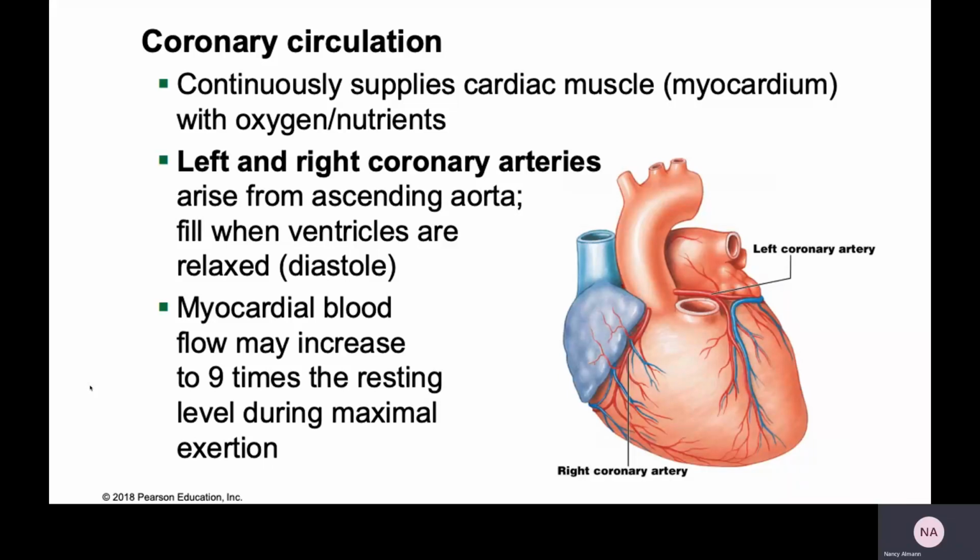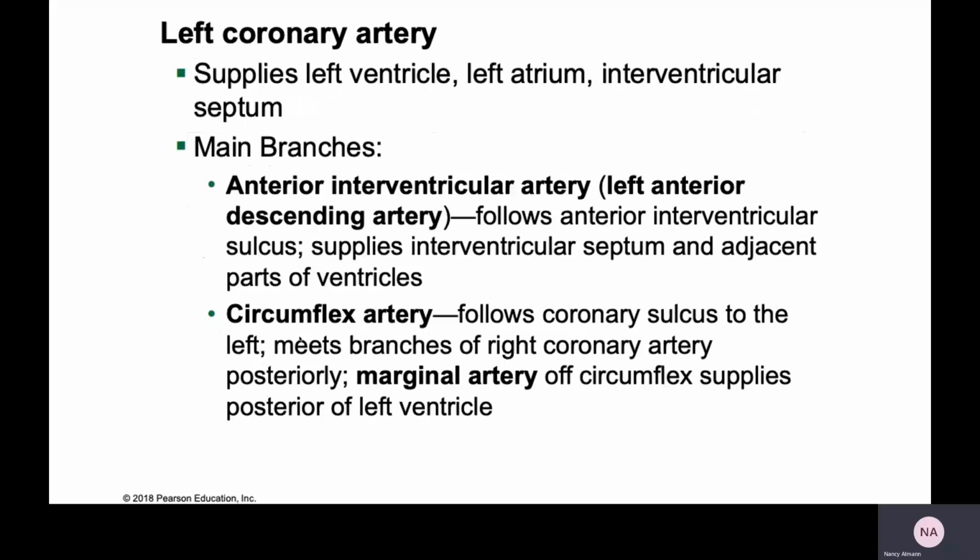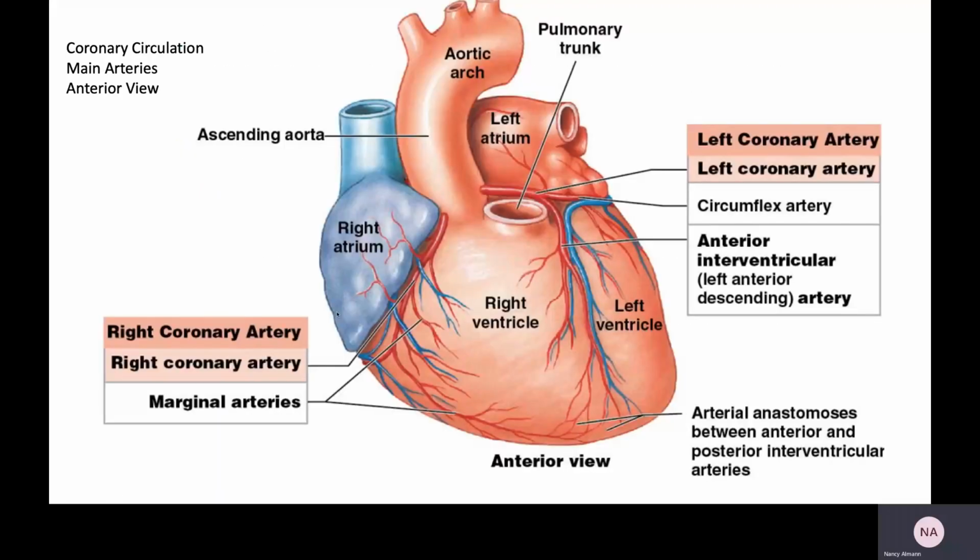We already talked about these, just giving you some images. Note this. We continually supply the cardiac muscle myocardium with oxygen and nutrients. Es muy importante. Talks about the right coronary artery, and there are going to be main branches, marginal arteries that are going to supply the right ventricle, and then the posterior interventricular artery. For me, those are nice to know. Left coronary artery, you need to know that, and these main branches are nice to know. And those show you the images.